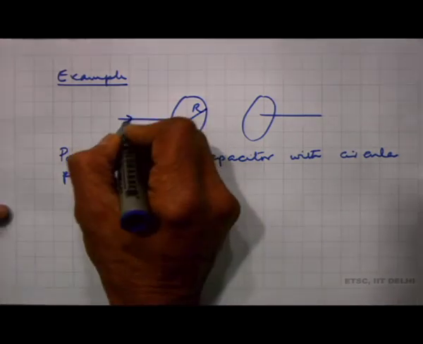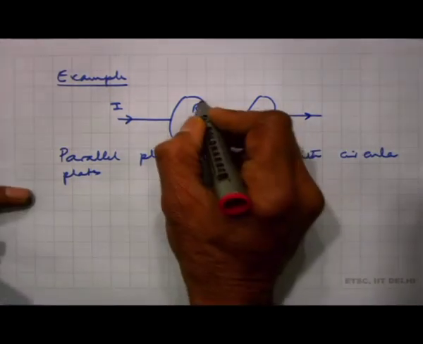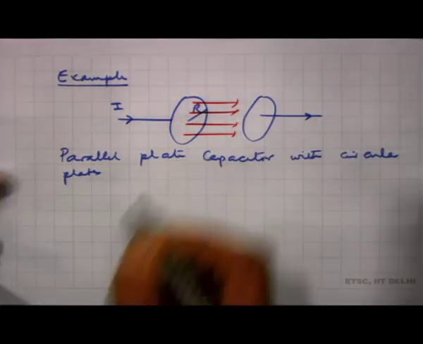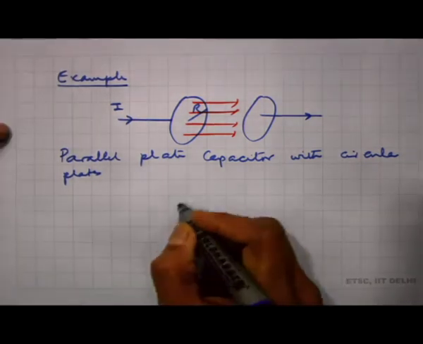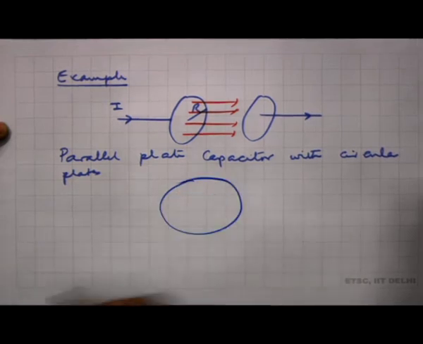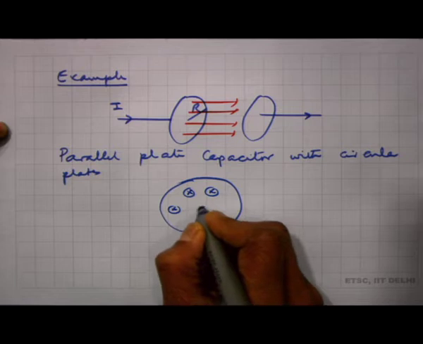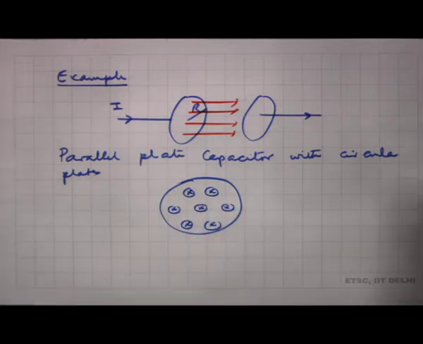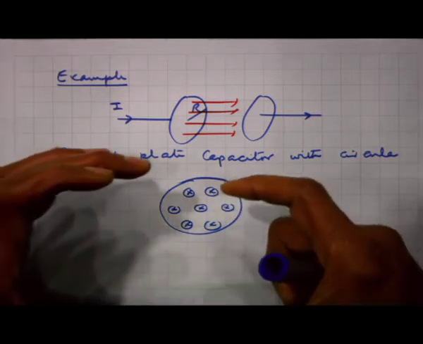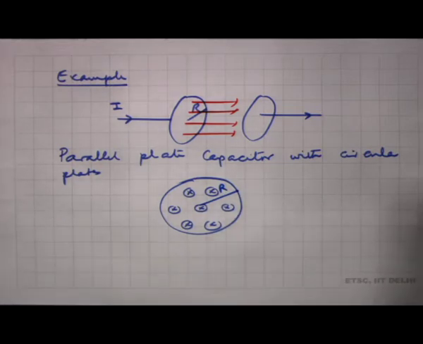So, the current is flowing like this, flowing out from here, and the electric field between the two capacitor plates will be in this direction. If I draw it, I choose the electric field pointing downward. This is the view looking at the capacitor plates, and this is the radius R. I am looking at the capacitor plate from here.